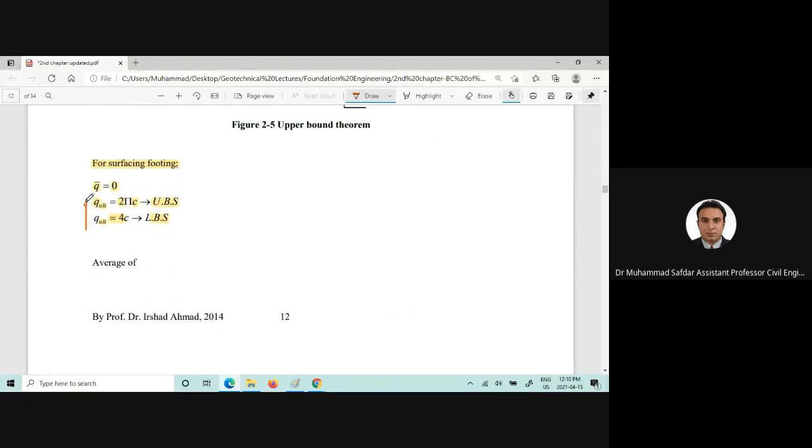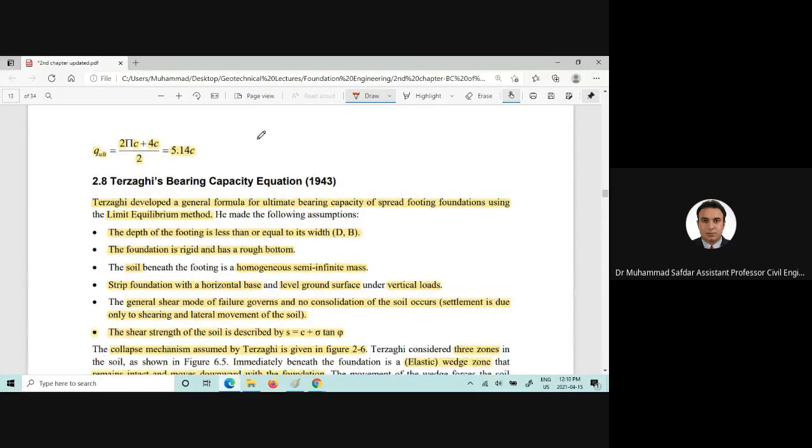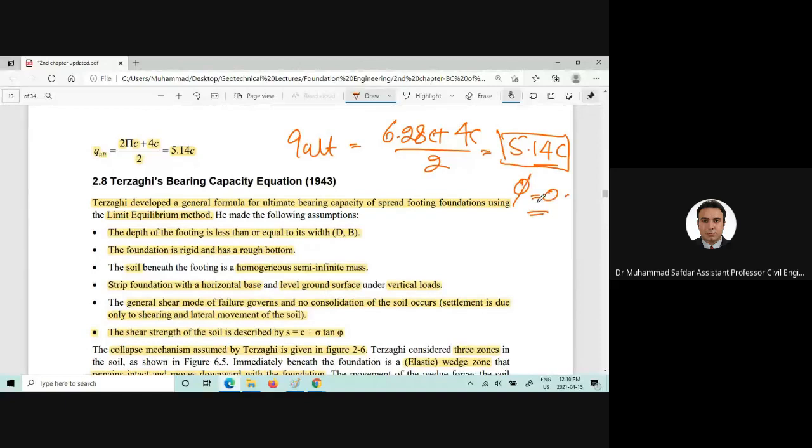Please note down these equations for the upper bound and the lower bound. We might use these equations for solving the examples and problems. If you want to take the average of the two, we can say that it's 6.28 plus 4c divided by 2. So we can get the average ultimate bearing capacity for phi equal to 0 soil. That was a very rough estimation for finding the bearing capacity.